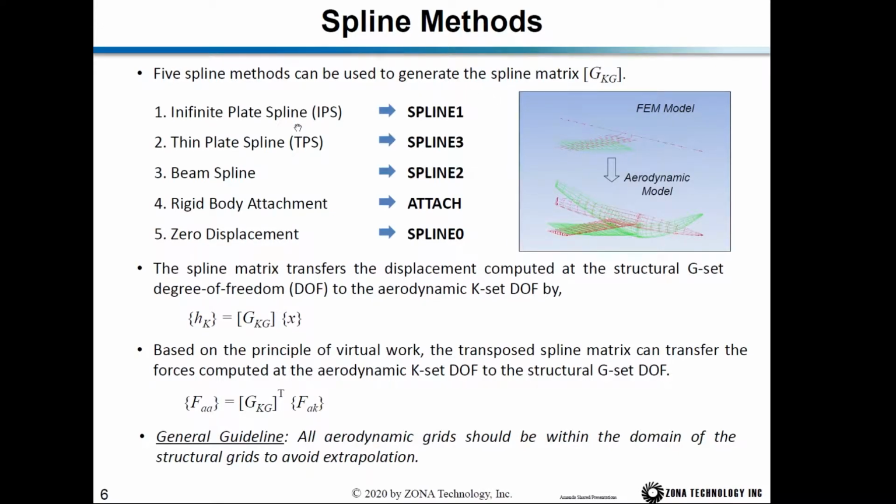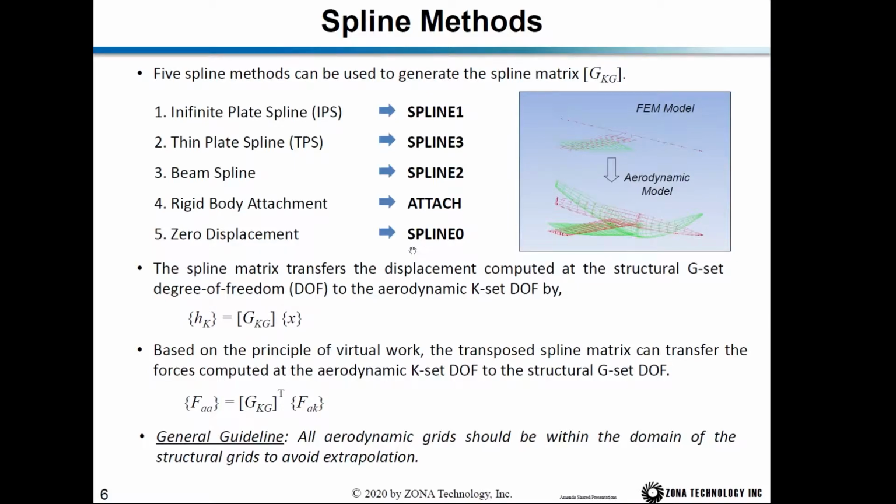And we have five spline methods in the spline module that jointly generate the spline matrix. The first method is called infinite plane spline method, IPS, and the card is called spline 1. The second method is called thin plane spline method, TPS, and the card is called spline 3. The third method is a beam spline method, the card is called spline 2. The fourth one is called rigid body attachment, the card is called attach. And we have a zero displacement method called spline 0.